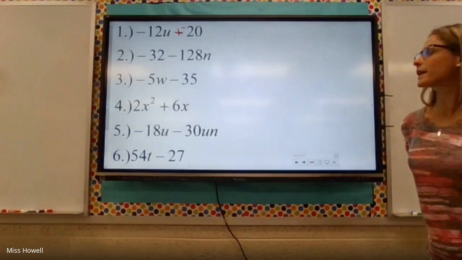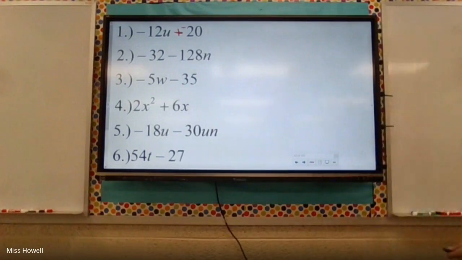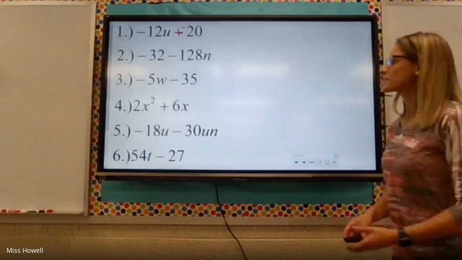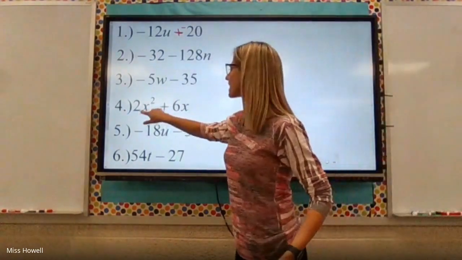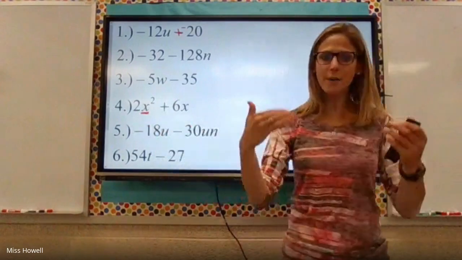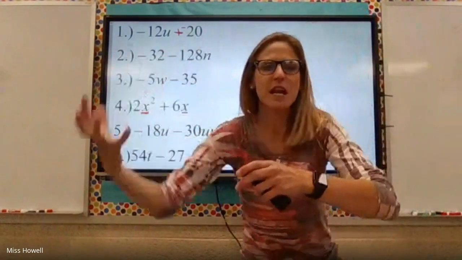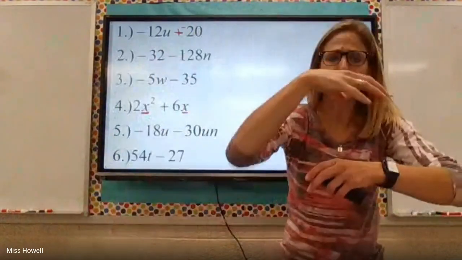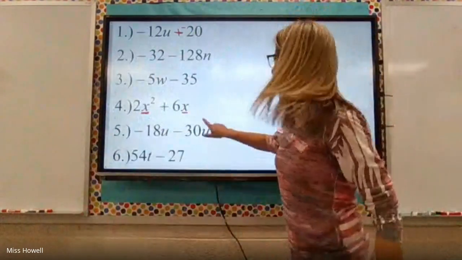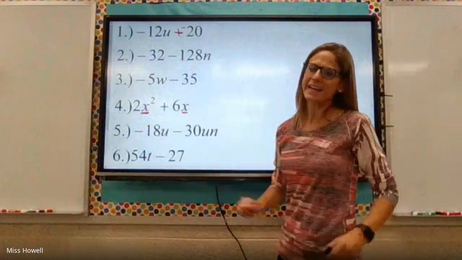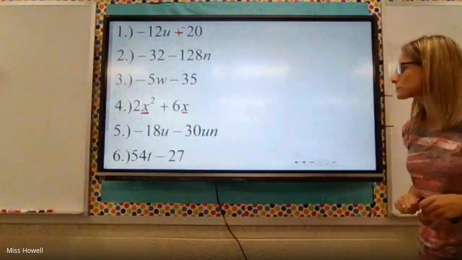All right, number three, negative 5 times w minus 35. Number four, 2x squared. Yesterday we talked quite a bit about getting this x squared, and I think we're doing an okay job with that part. But please don't forget, x was on the outside, and we shared it to everything, so it's going to show up in everything.